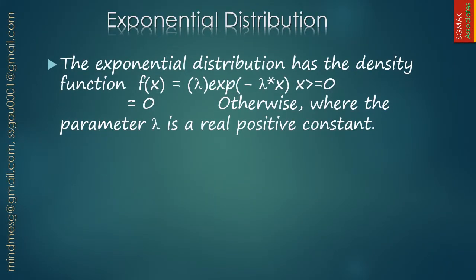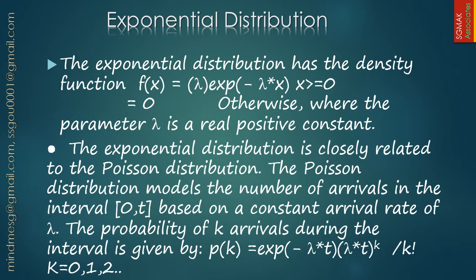Let's talk about exponential distribution. The exponential distribution has the density function given by f of x as lambda times e raised to the power minus lambda x. The random variable can take only non-negative values. The parameter lambda is a real positive constant.